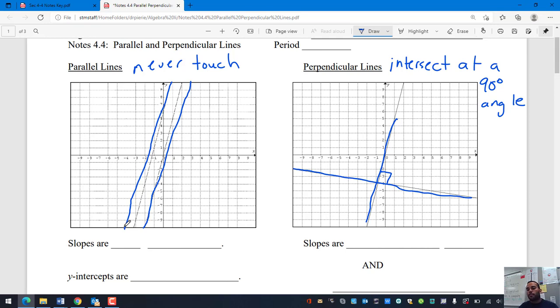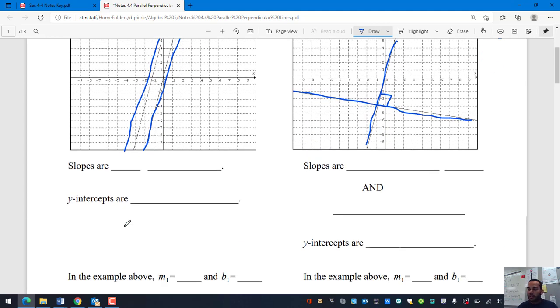Now let's compare the equations for each of these types of lines. Parallel lines, obviously, you're going to be dealing with two different unique equations for lines, but if you're dealing with parallel lines, you need to know that the slopes are going to be the exact same. The slopes for parallel lines are going to be the exact same, but the intercepts are going to be different. The y-intercept could be whatever you want, they just can't be the same number as the other line.